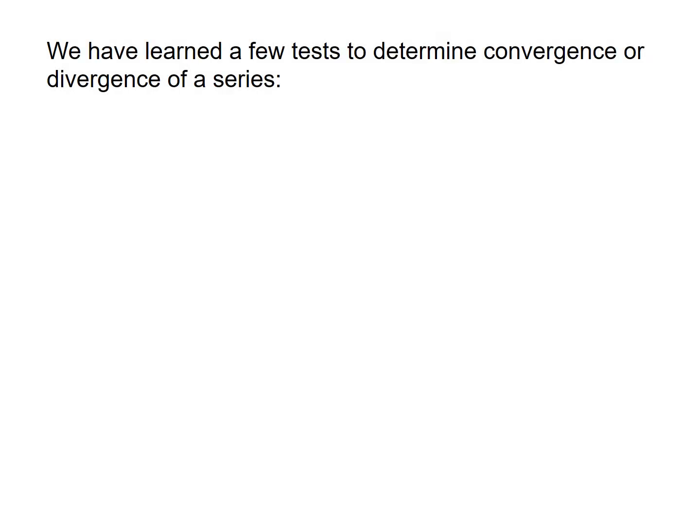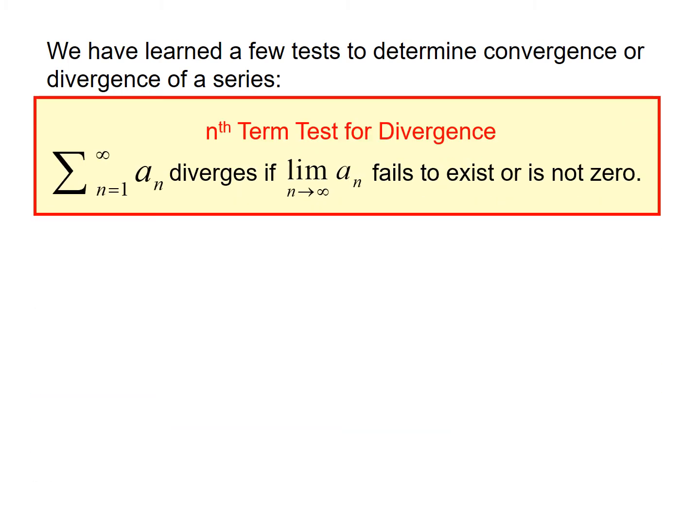All right, so just to recap what we've seen so far, we have the nth term test for divergence. When we first look at a series and we're trying to determine if it converges or diverges, we can take the limit as n goes to infinity of a sub n, and if that limit does not exist, or if that limit is something other than 0, right there we can say that the series diverges. If that limit approaches 0, the series might diverge, it might converge. We have to look at some different tests to make that determination.